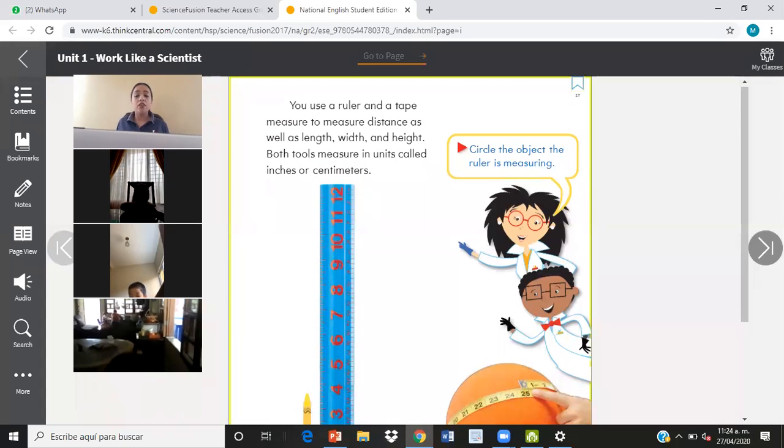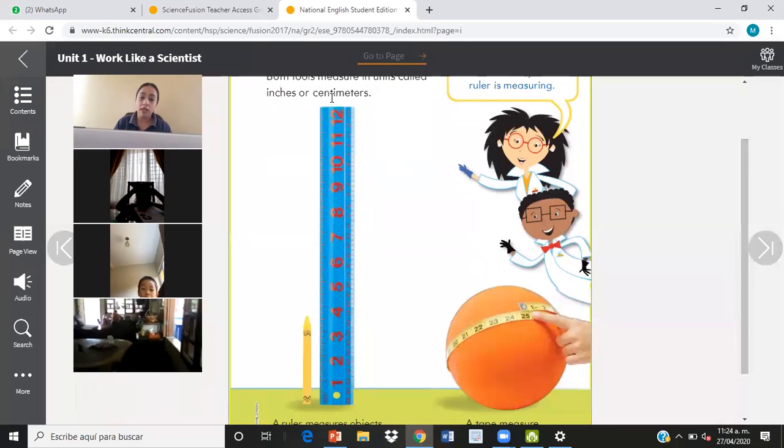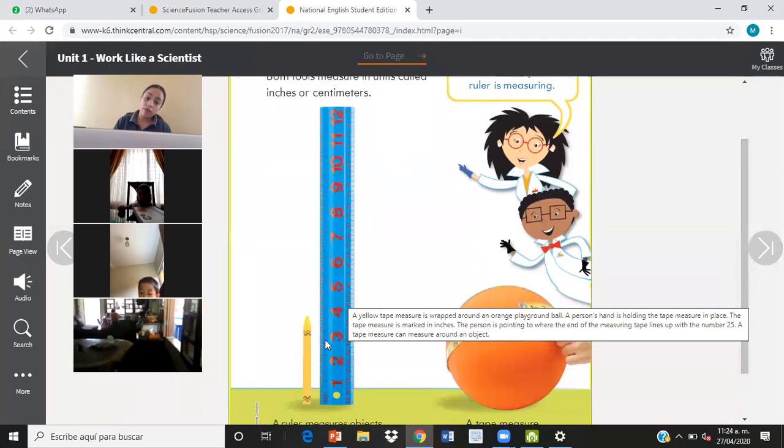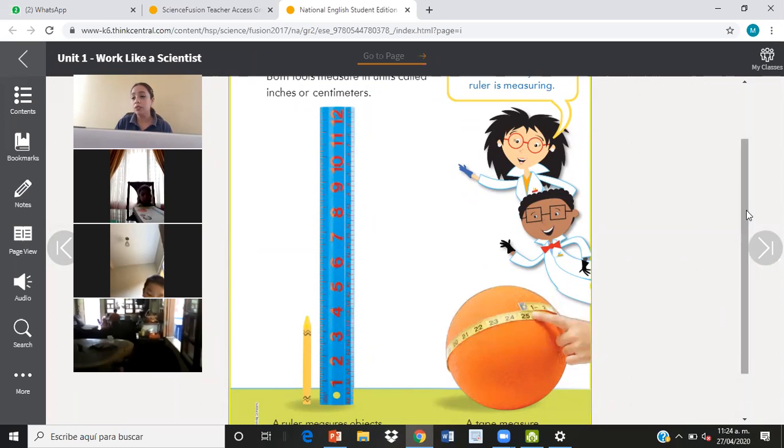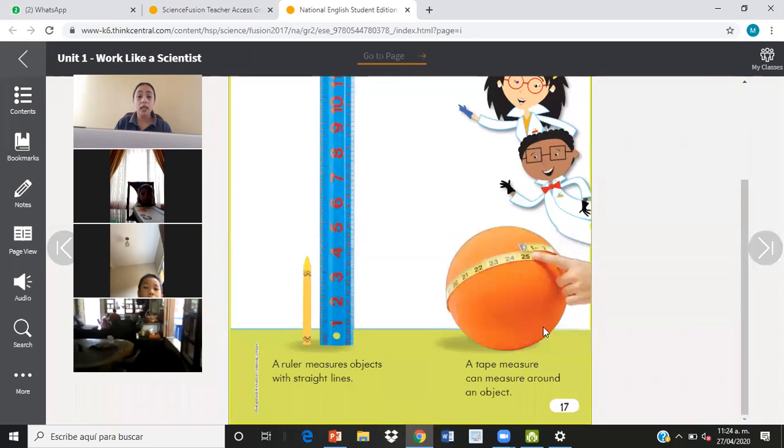Now, another important science tool is called a ruler. A ruler is used to measure the distance. It's used to measure length, okay? Do you remember that in math we are learning about a ruler? So a ruler is used to measure the length, and another important tool is called a tape measure or measuring tape. A tape measure can measure around an object.